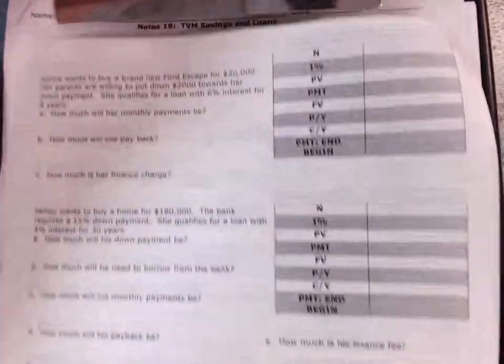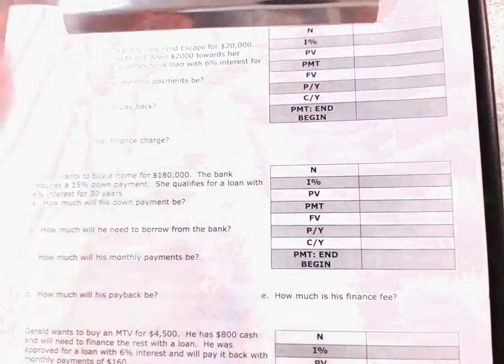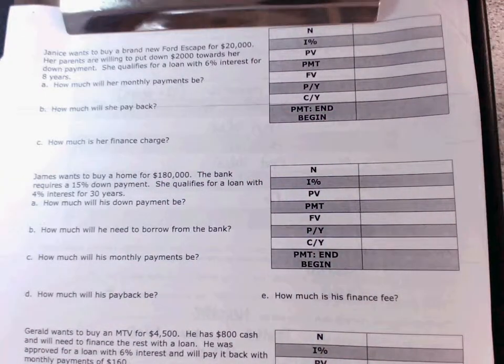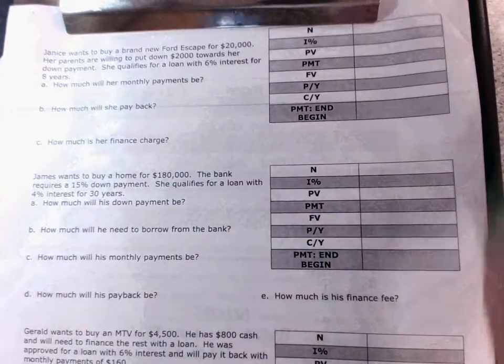Next one says Janice wants to buy a new Ford Escape for $20,000. Her parents are willing to put down $2,000 towards her down payment. She qualifies for a loan with 6% interest for 8 years. How much will her monthly payments be?